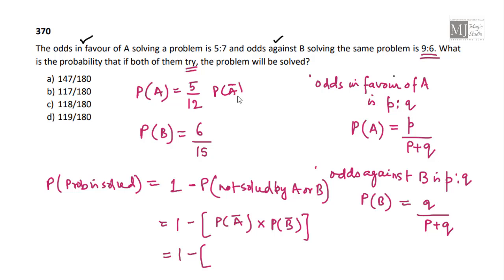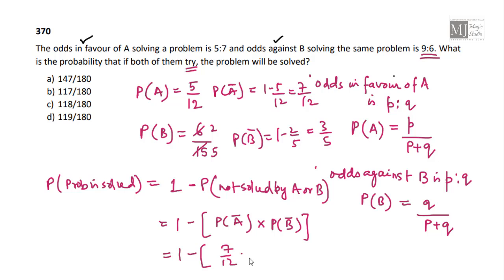1 minus PA complement is 1 minus PA, 1 minus 5 by 12, that is 7 by 12. And PB complement, let me reduce this PB first, it would be 2 by 5. PB complement is 1 minus 2 by 5, that is 3 by 5. So 1 minus 7 by 12 into 3 by 5. This is 1 minus 7 by 20, that is 20 minus 7 is 13 by 20.